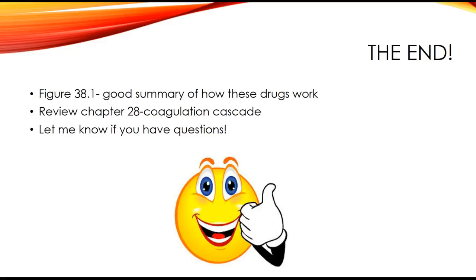That is all for our coagulation disorders. 38.1 is a good summary for these drugs if you're wanting to look at that. There's also the coagulation cascade, which we ran through quickly. So take a look at that in chapter 28. And let me know if you have any questions about any of the information from today.